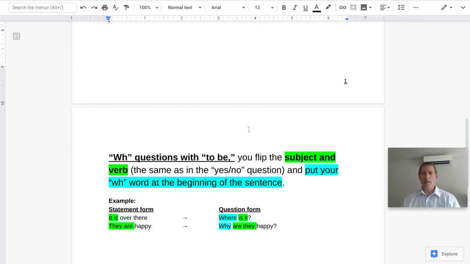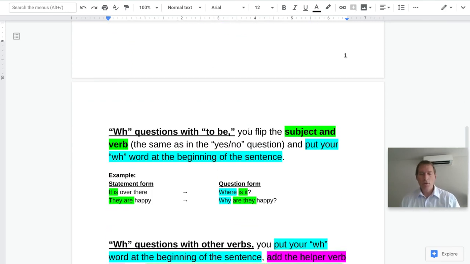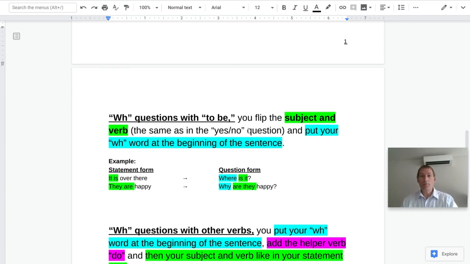WH questions. Can I do all of this in 5 minutes? So WH questions with to be, you flip the subject and verb, just like in the yes/no question, and put your WH word at the beginning of the sentence. So it is over there. You say, where is it? They are happy. Why are they happy? So let's try one.